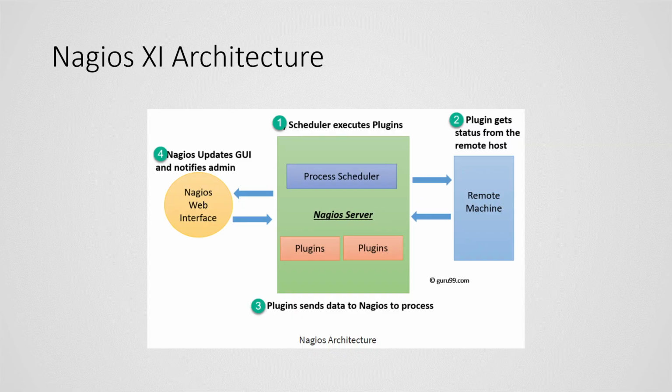While talking about Nagios XI architecture, it includes process scheduler, remote machine, and Nagios web interface. So there are two types of checking. One is active checking, one is passive checking. For active checking, the process scheduler will send the command to the remote machine, and the remote machine will reply using the plugins that have been installed. Also, there is passive checking where the remote machine will inform the process scheduler if any error occurs. Here, the process scheduler does not have to send any command to the remote machine. And there is the Nagios web interface, which will help us to monitor and see the statistics in real time.